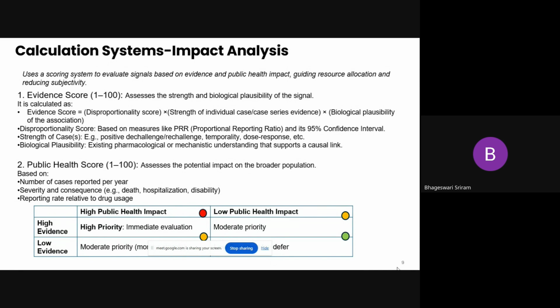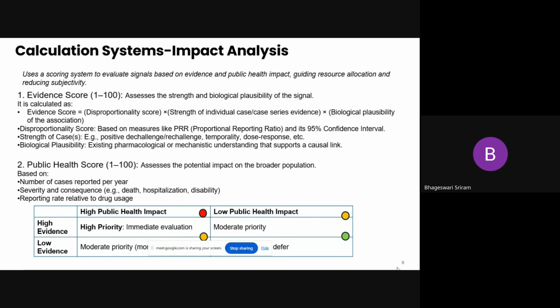So it's based on disproportionality, strength, and the biological. So what is disproportionality? Based on measures such as PRR, strength of cases, the positive rechallenge, temporality, biological plausibility, existing pharmacological or mechanistic understanding that supports a causal link. Again, the public health score, which assesses the potential impact on a broader population. So if the drug event pair has high evidence and high public health impact, then the priority assigned has to be immediate evaluation and high priority.